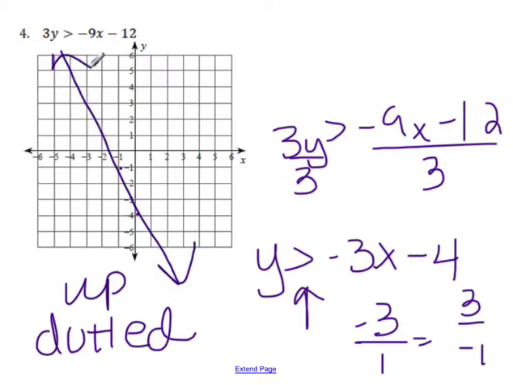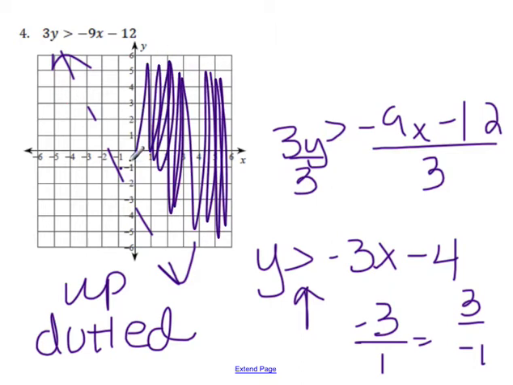So now I made a mistake, right? Because it's supposed to be dashed. So what I'm going to do is just erase parts of it, and voila, I have a dashed line. Okay, and then I need to shade up above that line, which is in this region right here.